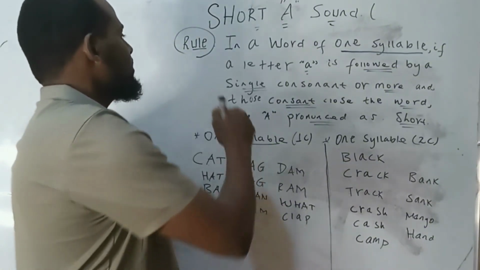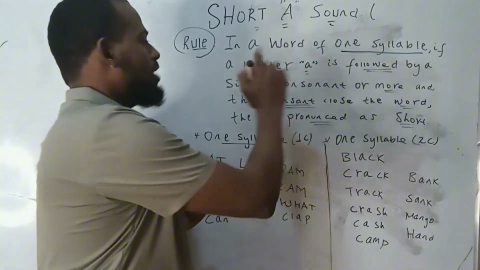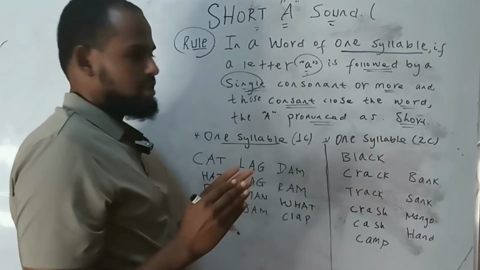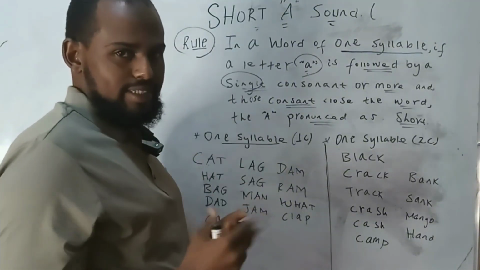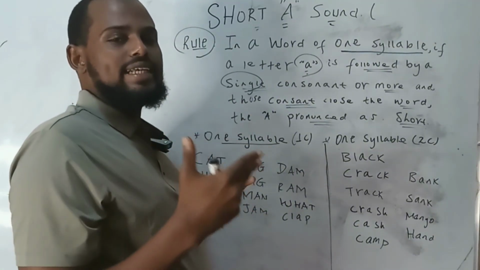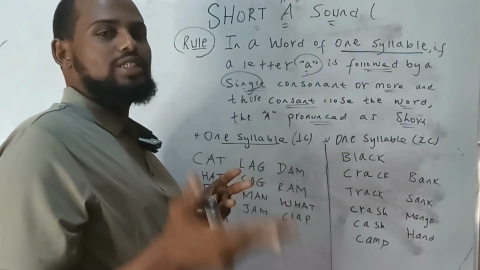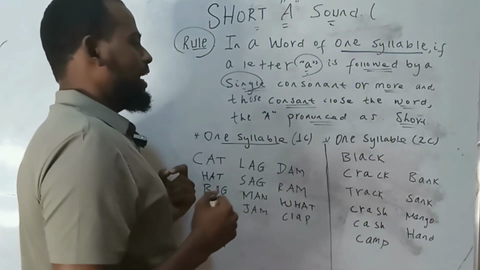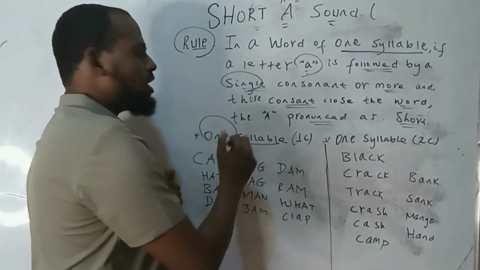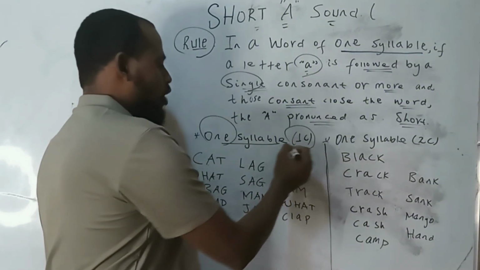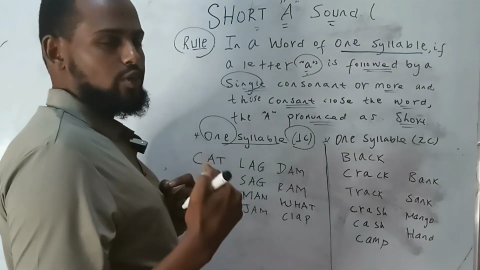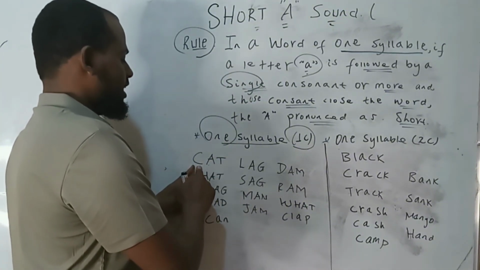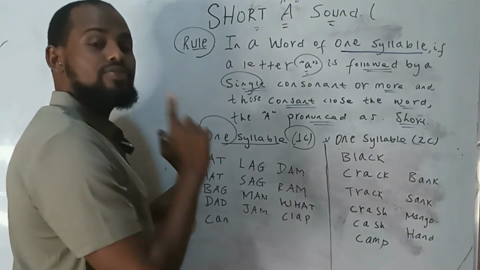So let's come. In a word of one syllable, if the letter A is followed by a single consonant or more than one consonant, and those consonants that follow A close the word. That means, let's see here. In a word of one syllable, okay? Let's see the word cat. Here we have C, here we have A, and here we have T.